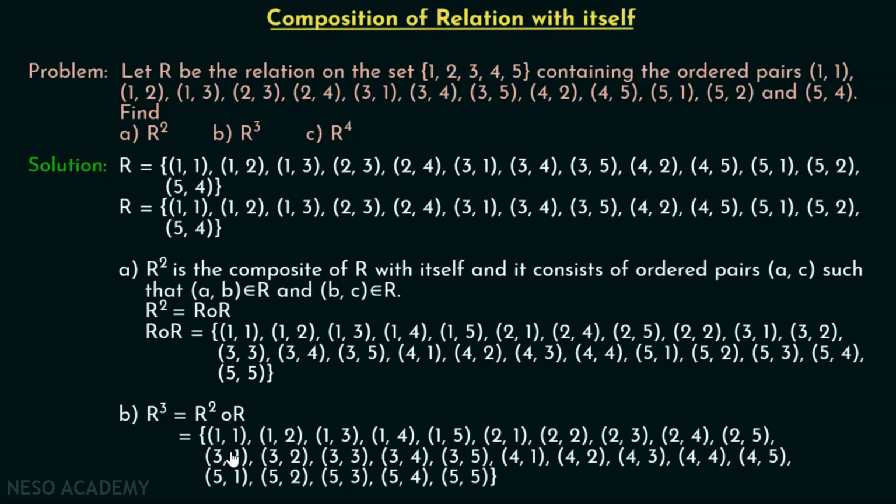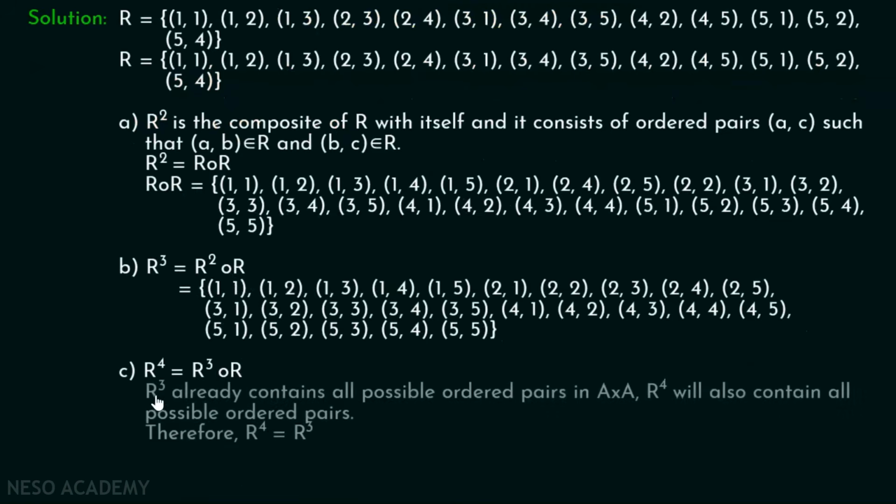Now I think it is easier for you to find R to the power 4 as well. Let me tell you that R cube already contains all possible ordered pairs in A cross A. Isn't that so? R to the power 4 will also contain all possible ordered pairs. This is important for us to note. Therefore, R to the power 4 is equal to R cube.